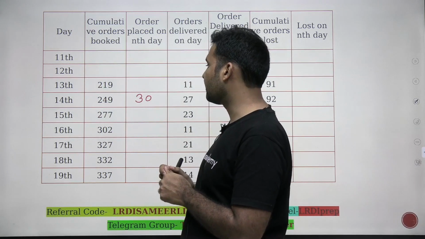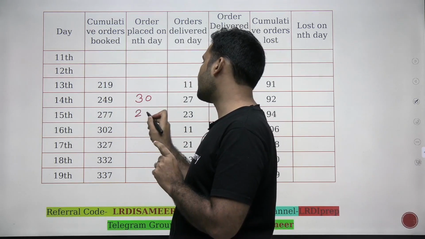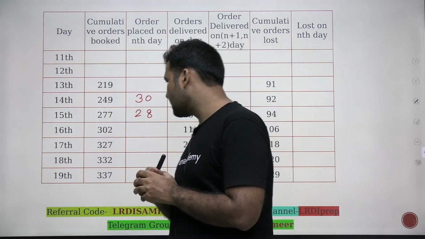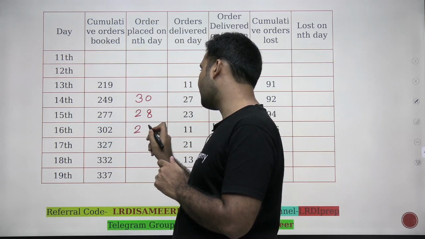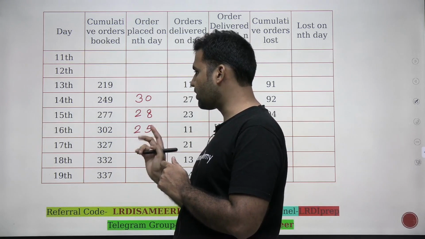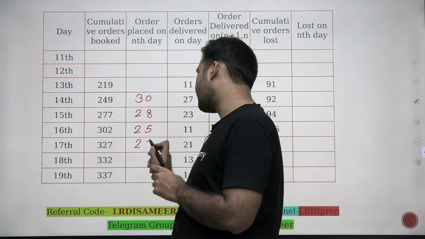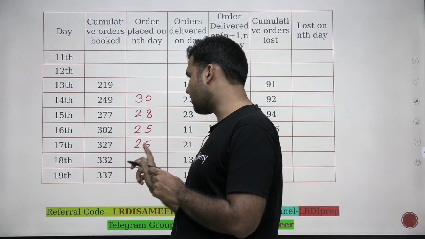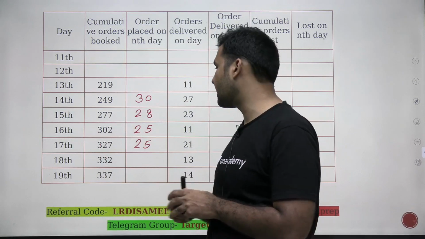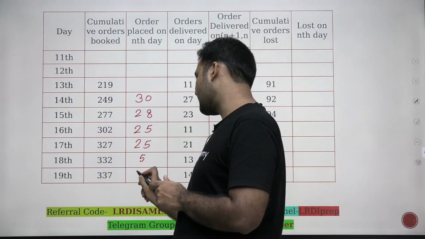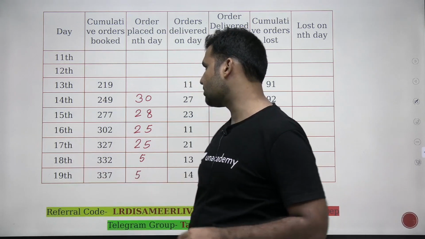So can I say that these 28 orders are placed on 15th of that month? Then you go further, the increase is 25 and the number of 25 orders are placed 16th of that month. Then again, there's an increment of 25 in the cumulative order. So these 25 orders must be placed on 17th of that month. Then there's increase of 5. This would be of 18, and increase of 5 again, this must be of 19.